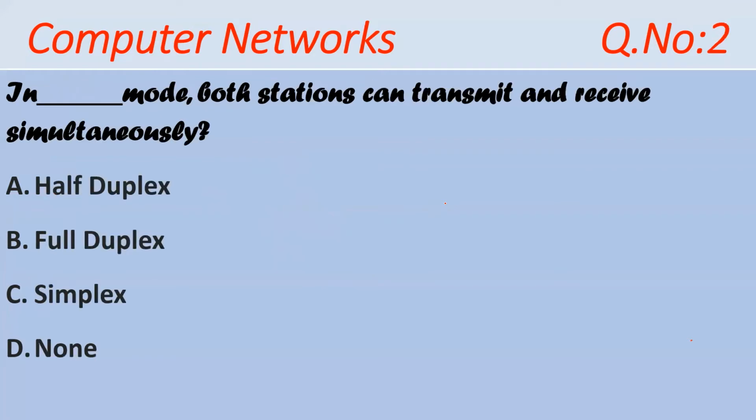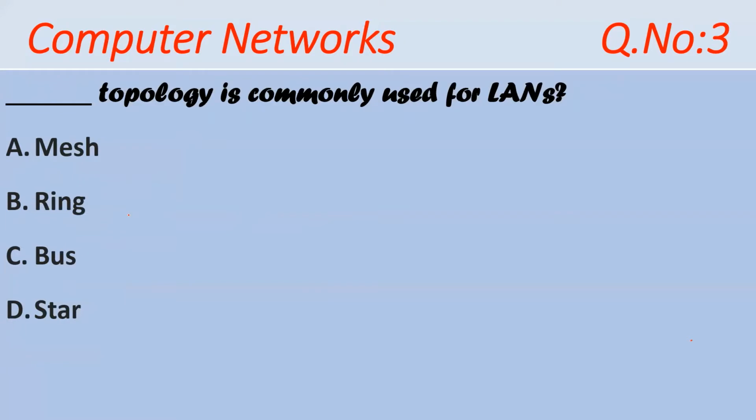So let us see the second question. The second question is, in dash mode, both stations can transmit and receive simultaneously. So transmission between two nodes, for example, A and B, can happen at the same time. So it is called full duplex communication. In full duplex mode, both the stations can transmit and receive at the same time. Simultaneously means at the same time. So let us move on to the third question.